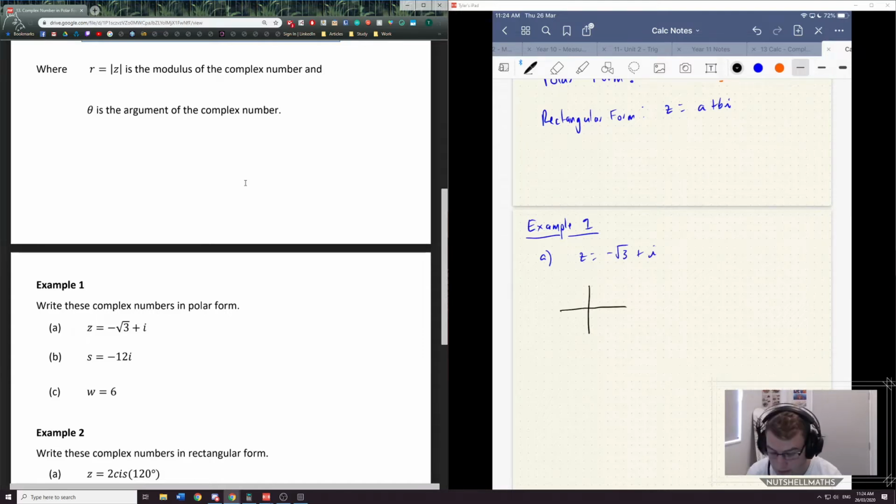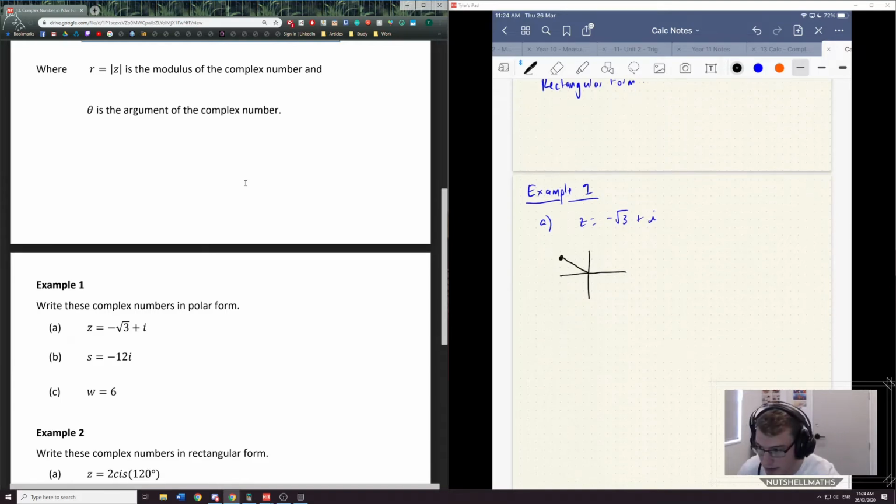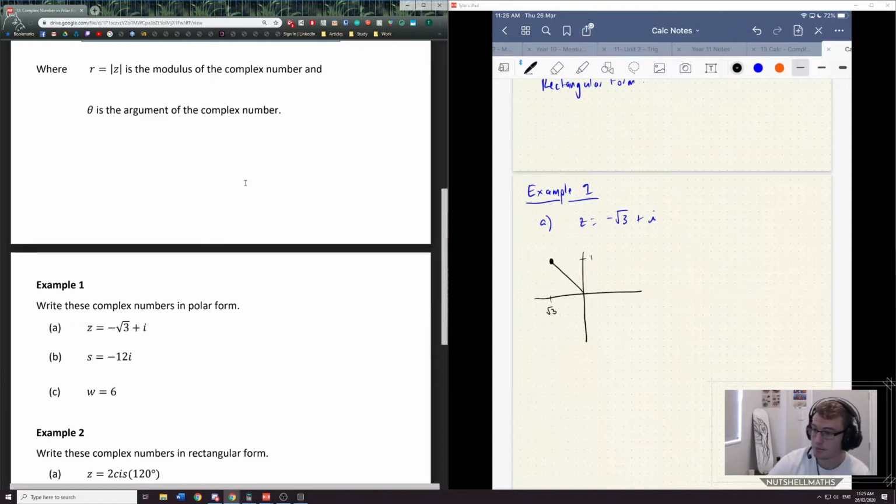So this root 3 on the real axis, is it on the right hand side or the left hand side? I think it's negative, so it's going to be over here somewhere, and it's positive i, so it's going to be something like this. I might draw this a little bit bigger for you guys. Where this is root 3 and this is 1. Happy so far? Now remember from yesterday, this is the angle we can calculate, but this is the angle we want, because this is the argument.